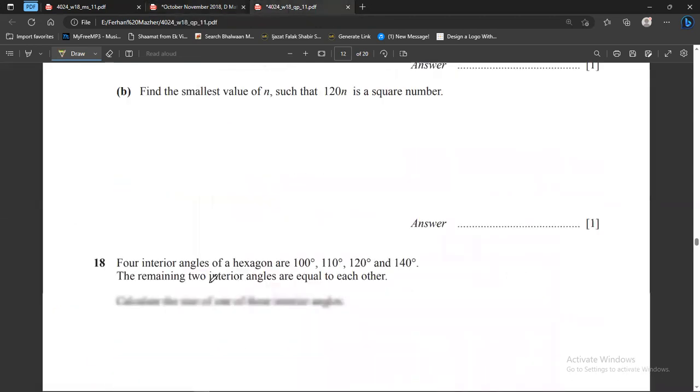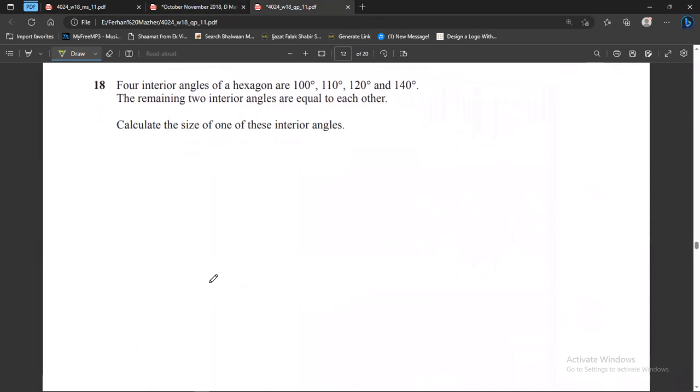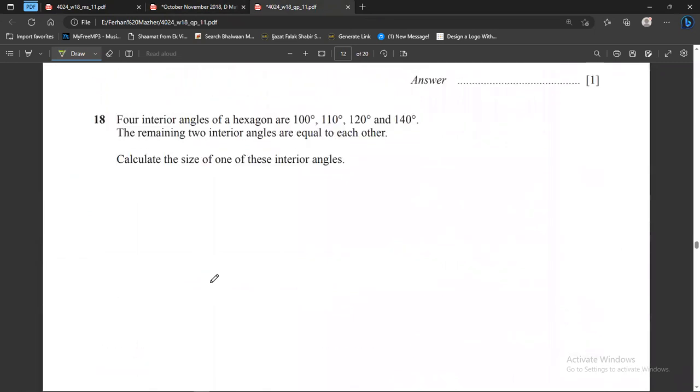Okay, so we have the next question, question number 18, and it's a 3 marks question. He says 4 interior angles of a hexagon are 100, 110, 120, and 140. The remaining 2 interior angles are equal to each other. Calculate the size of one of these interior angles.